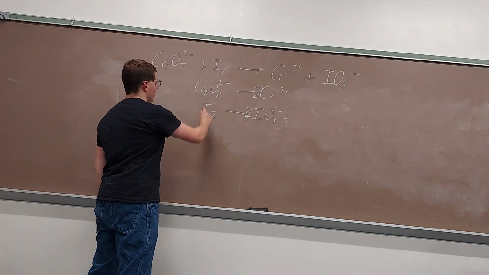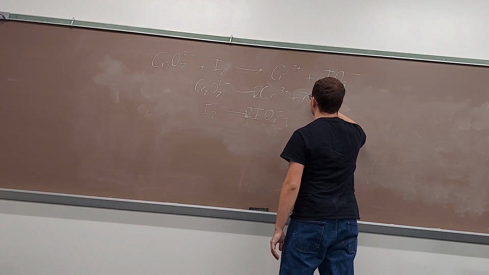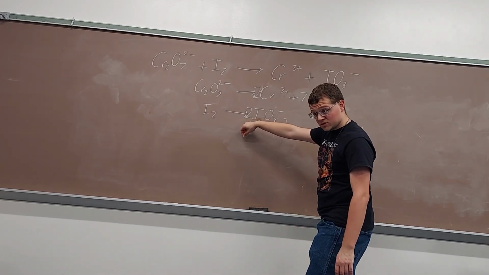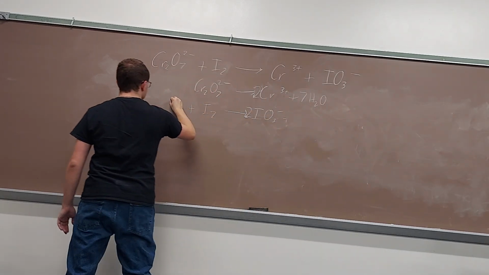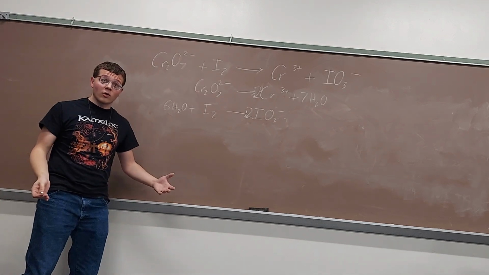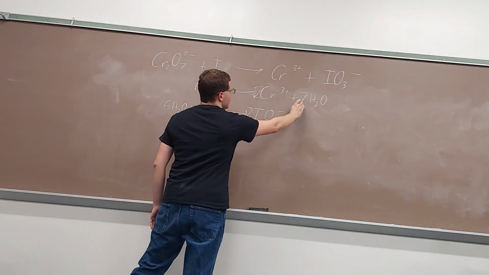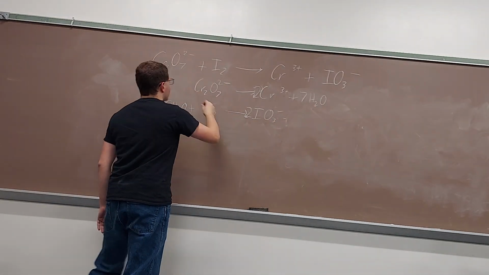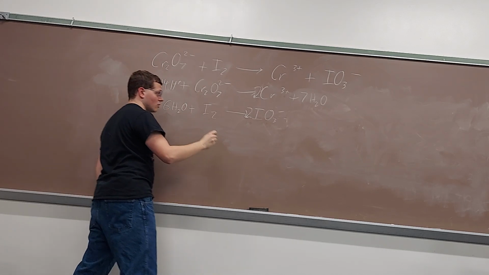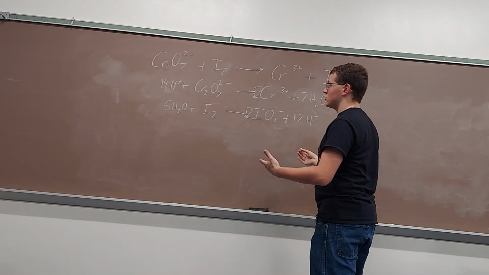So step 3. I see 7 oxygens here, so we add 7 water here. I see 3 oxygens here times 2, 6, so I add 6 water here. Now, I want to do step 4. Let's take a look at our H pluses. Well, I just added a bunch of them. 7 H2O is going to give me 14 H plus. 6 H2O is going to give me 12 H plus. Now the H's are equal on both sides.